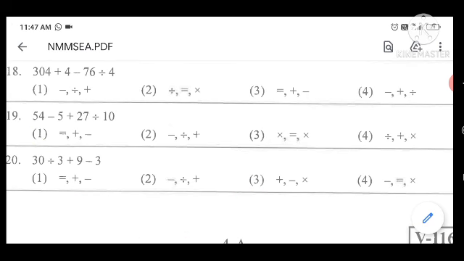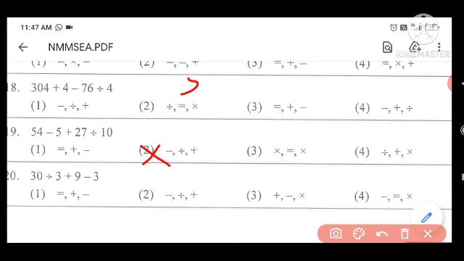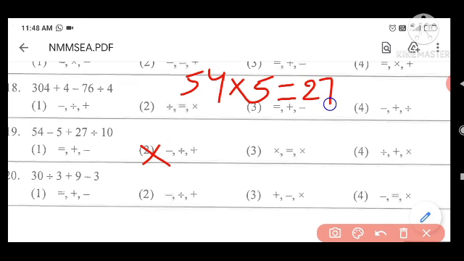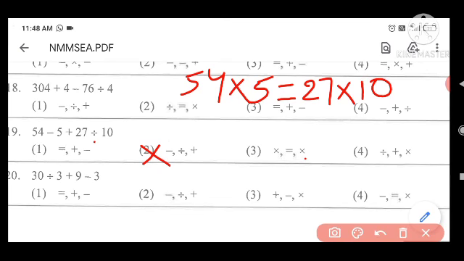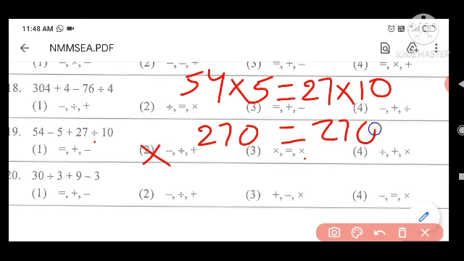Let us check the second one. There is no is equal to in the second option. So the second one is also wrong. Let us check the third option. 54, in the place of minus we substitute into 5. In the place of plus we substitute is equal to 27. In the place of divide by we substitute into 10. 54 5s are 270 is equal to 27 10s are 270. So both are equal. So option 3 is the right answer.